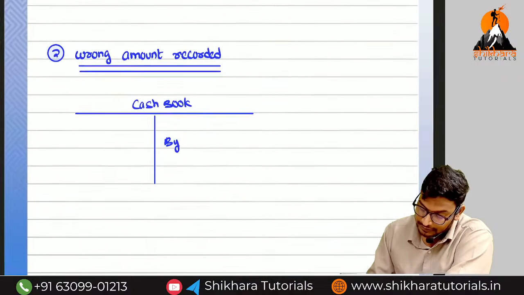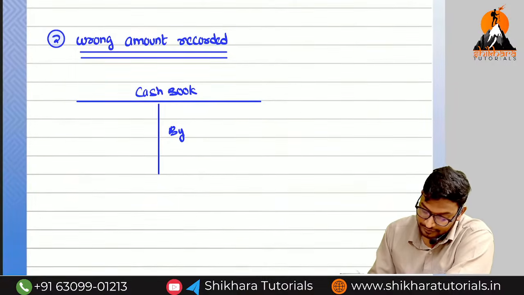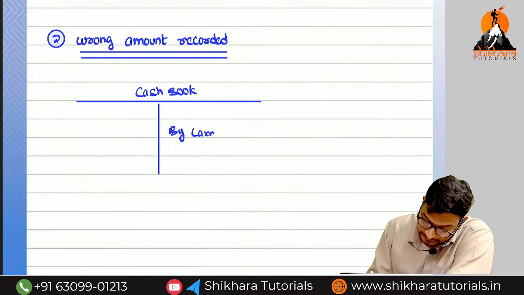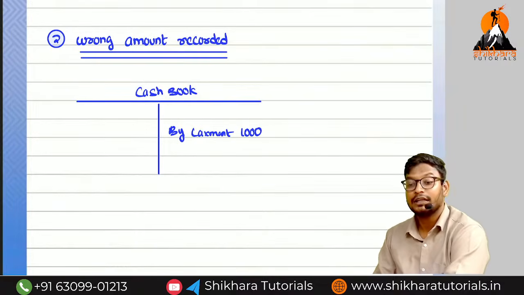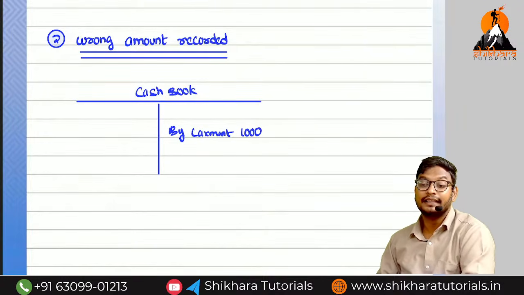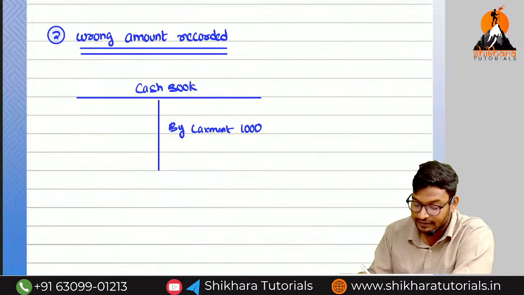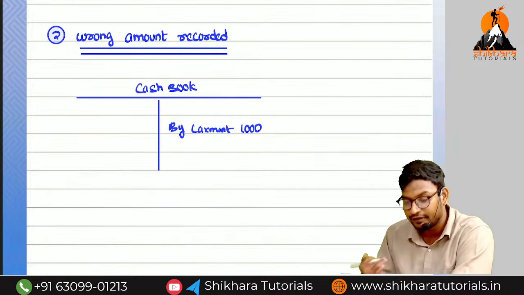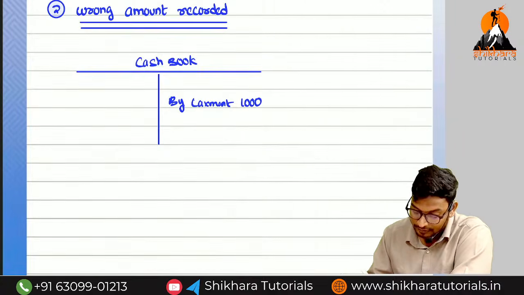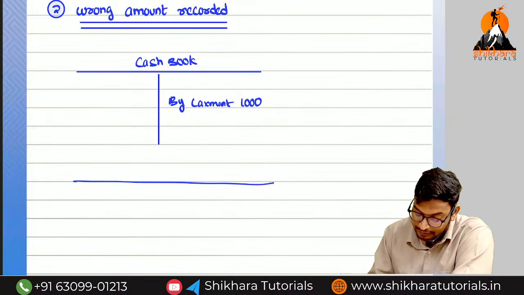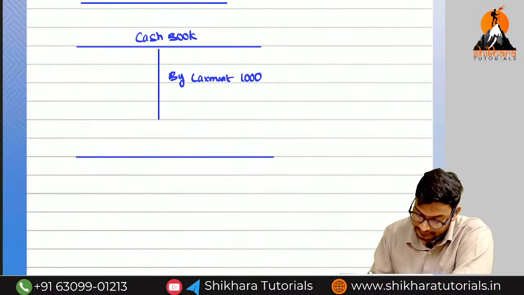So they are going to record directly in the cash book: to Lakshman, rupees how much? 1,000. Normally how much amount do they need to record? 10,000, but they have recorded only 1,000. So this is just straight away a primary recording mistake. It will continue forever. So in the Lakshman account also, have they recorded the same or different? Same only.